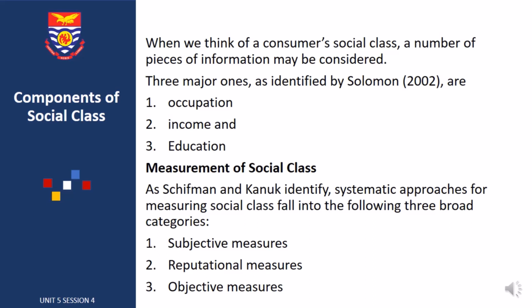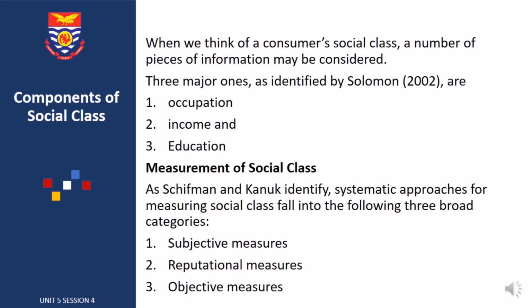Now, you can also consider how we measure social class. How do we measure social class? These authors have identified a systematic approach for measuring social class, which falls into the following three broad categories. We have the subjective measure, the reputational measure, and the objective measure. The subjective one says that social class is based on how people think, on how we see things to be.